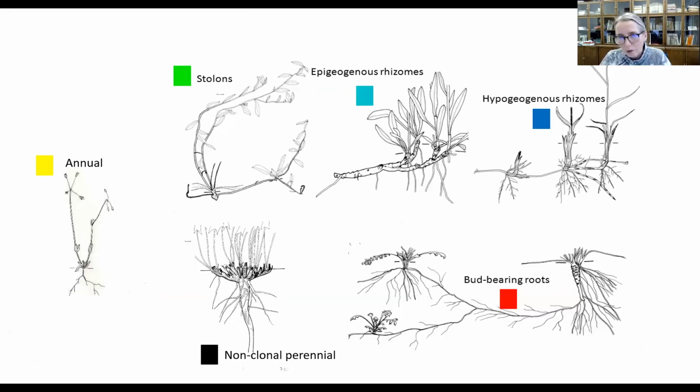The most common in Central Europe are the following types of belowground organs. It may be annual plants, so without a perennating organ belowground, or non-clonal perennials that have perennating belowground parts with a bud bank but cannot grow clonally. And then stolons, different types of rhizomes, or bud-bearing roots. Of course, we have in Central Europe bulbous plants and tuberous plants, but they are not so common.